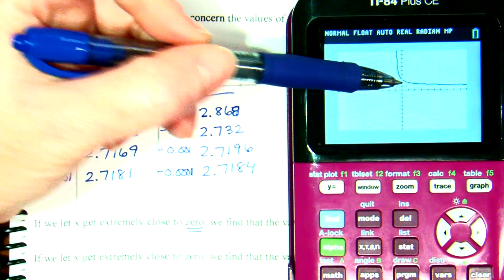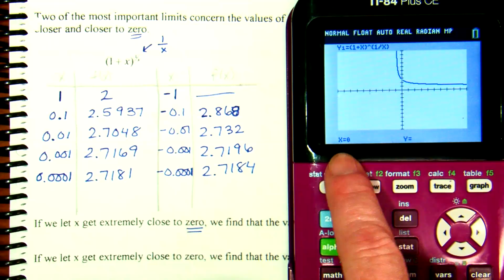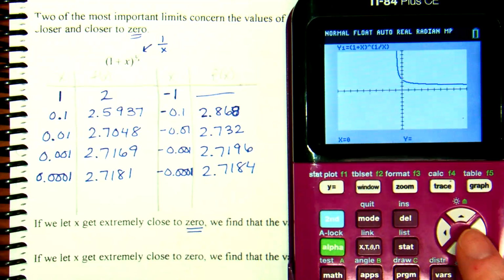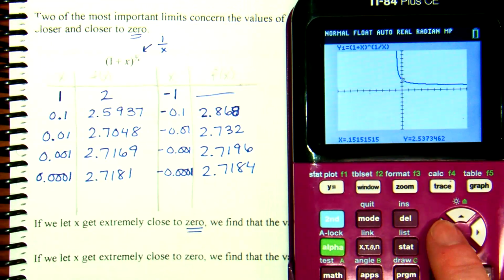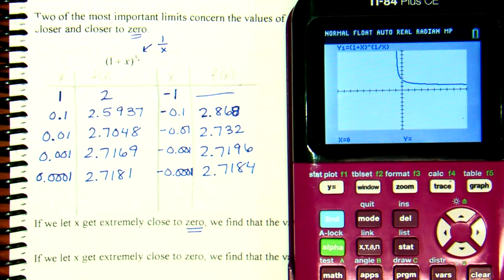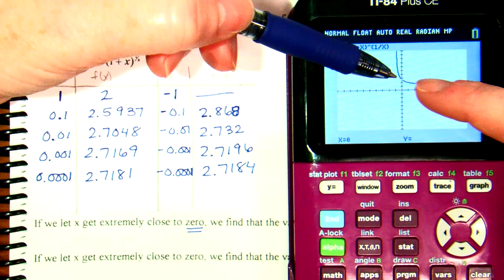If I do a trace, first of all, you'll notice, does it actually exist at that point? It's showing it doesn't exist at that point. But if you trace left or right, you're going to have values very close to it, although not as close as ours were. 2.537, 2.95. That would be a hard one to get exactly off of the graph, which is why looking at it by hand was more helpful. But that's the idea. As x approaches 0, my graph is getting closer and closer to that 2.7 number, or e.